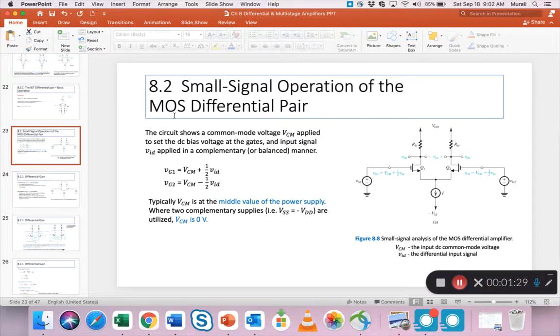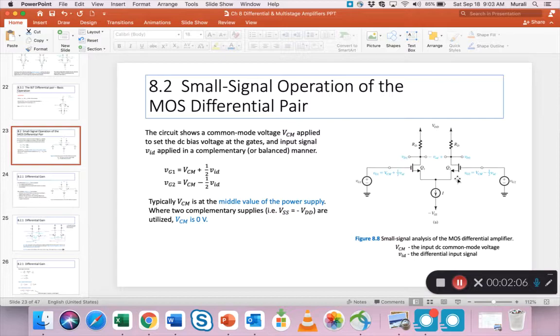So 8.2 is all about small signal operation of the MOS differential pair. So far we've looked at the circuit drawing, some DC bias requirements, and the large signal formulas for current and so on. Now we'll specifically focus on the small signal operation, more importantly gain, right? Because as an amplifier we are most interested in gain in the linear region, and so some formulas for how to find the gain.